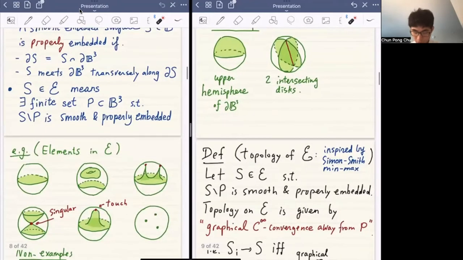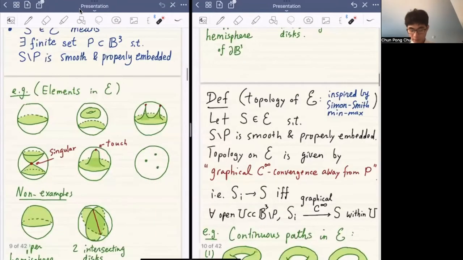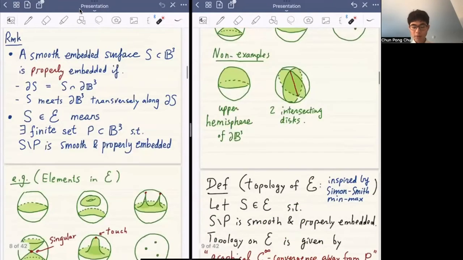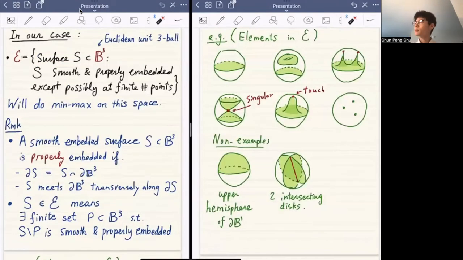So you may wonder, why do we care about surfaces with finitely many singularities, right? Why do we allow singularities? The reason is the following. We want to consider all surfaces altogether.